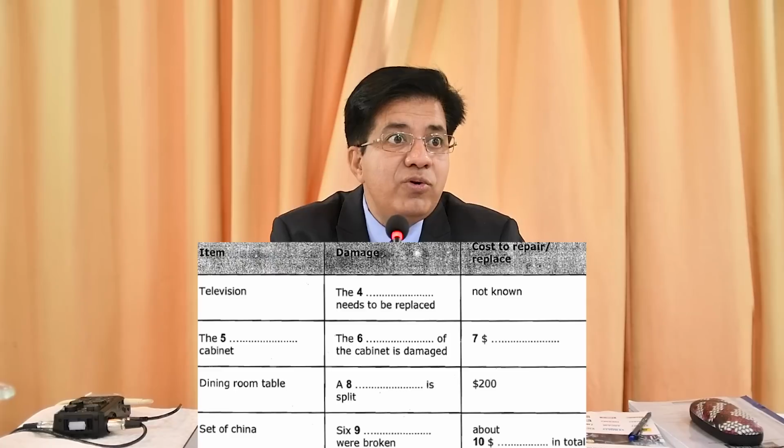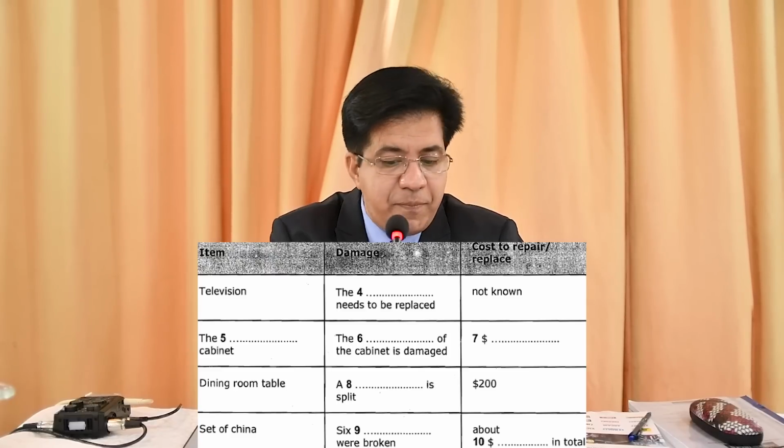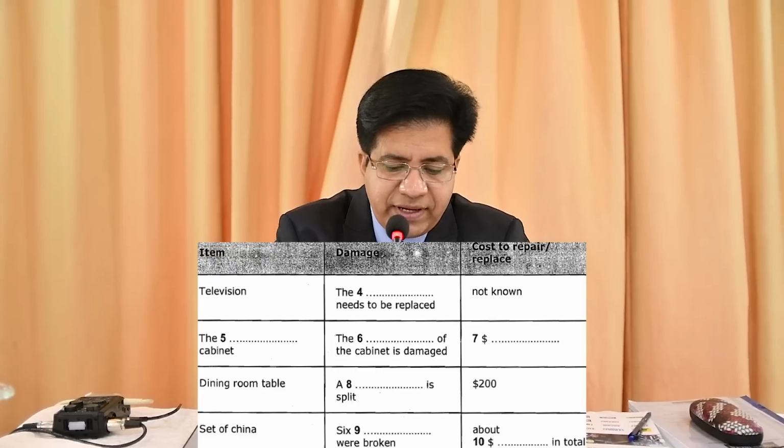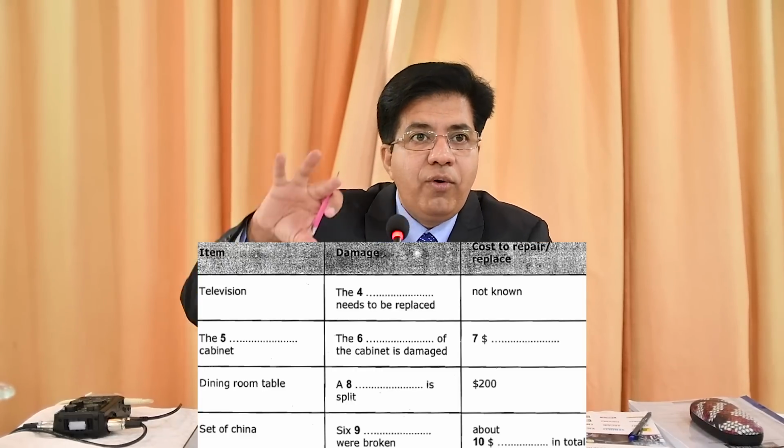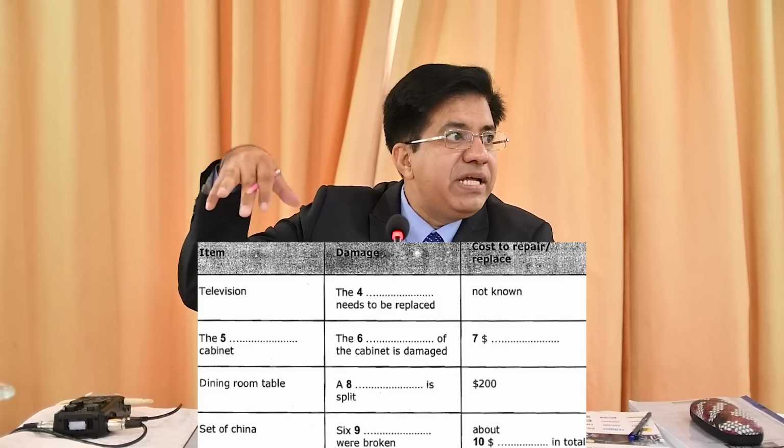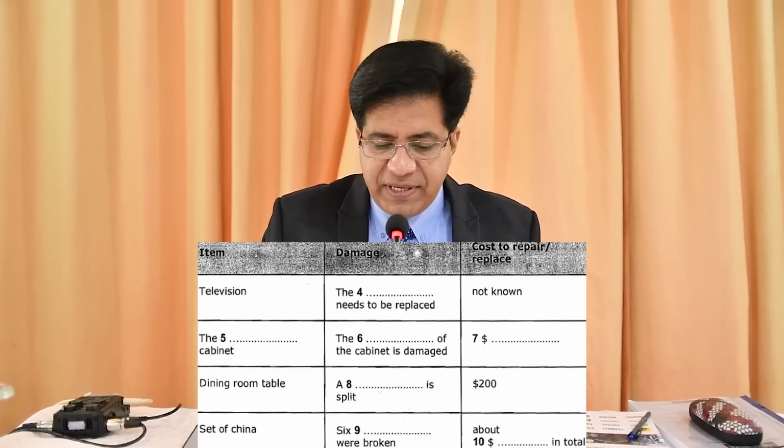Door has a huge hole in it. It cannot be repaired. So, the door of the cabinet is damaged. And for damage, they use the word hole. The door has a hole in it. So, that means it is damaged. Door will be the answer.